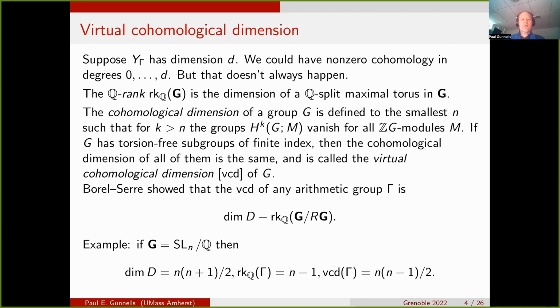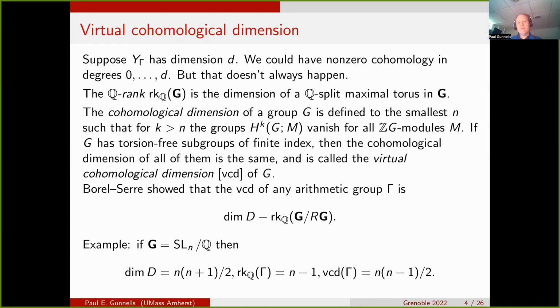So there's the theorem of Borel and Serre, which will again be discussed by Peter and Jenny, that gives a computation of the VCD for any arithmetic group. It's a remarkable result. It says that the VCD is the dimension of the symmetric space minus the Q rank of G divided by its radical.